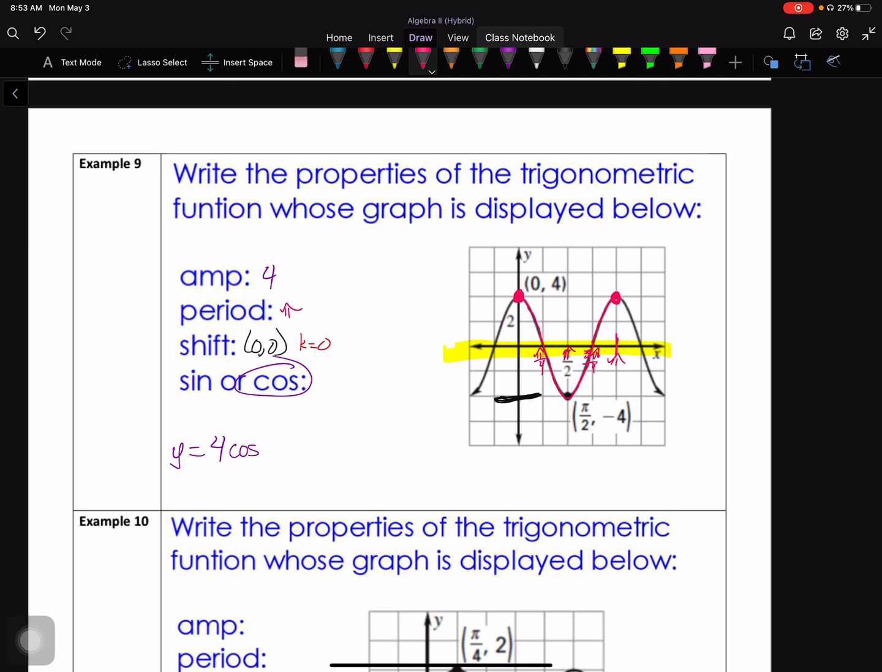Okay, and then again you have to take that and set that equal to 2 pi over b to find your b value, so you cross multiply. We get pi times b equals 2 pi, divide by pi, we get b equals 2. So 4 times cosine of 2x would be the graph here, because there is no shift, and that'll take care of section 11.9.